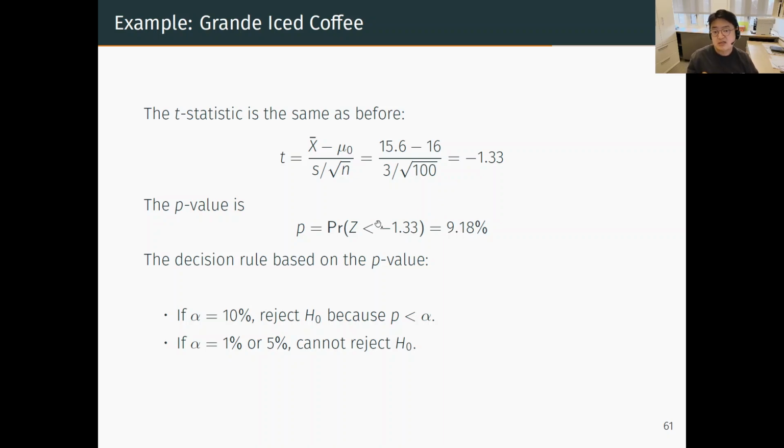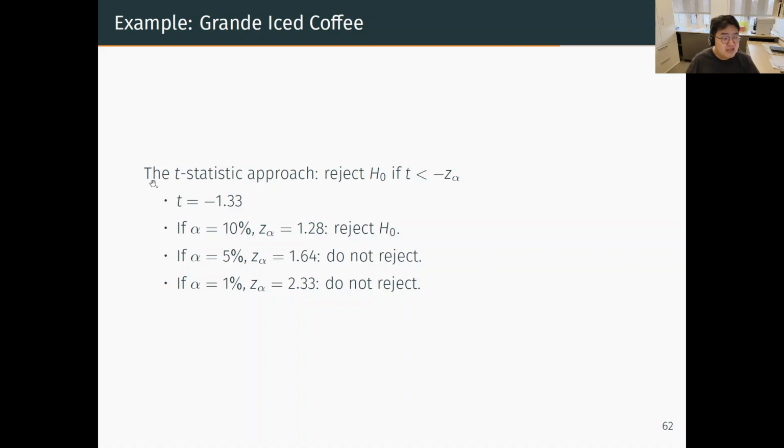So you are going to reject when the p-value is smaller than alpha. But if alpha was smaller than the p-value, you don't reject the null hypothesis. So in the p-value approach, we make these decisions depending on your significance level.